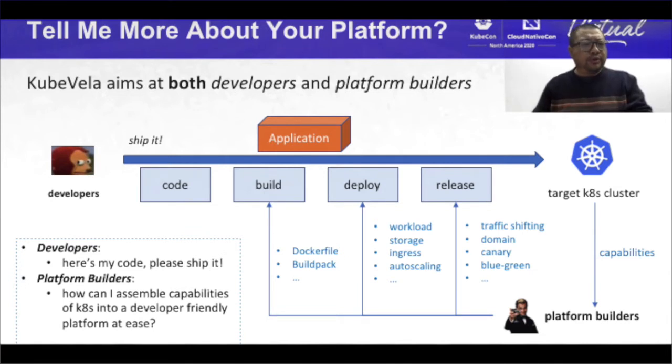But for platform builders, there are always two questions to answer. One is, how do you make that opinionated approach of your presentation layer? And the second one is, how do you absorb the new features and new capabilities that are emerging every day from the community? So KubeVela addresses these two problems by adopting what we call the OAM, Open Application Model. It allows new capabilities to become building blocks so that platform builders don't have to reinvent the wheel. They can focus on how to present them.